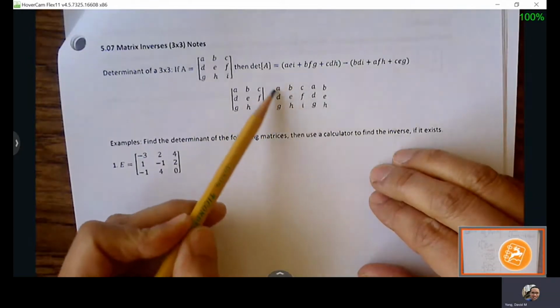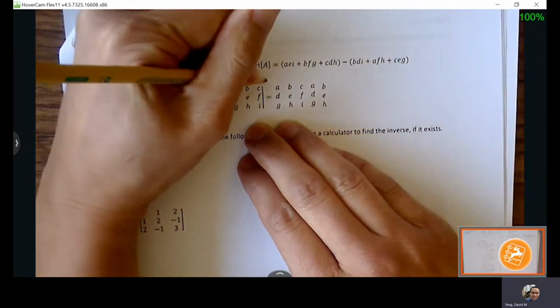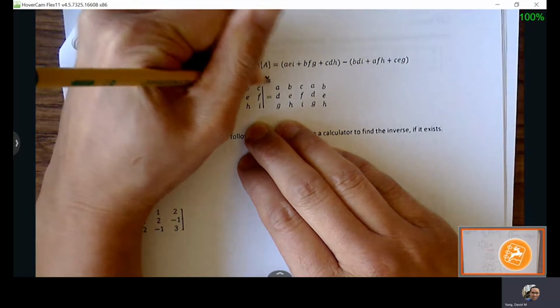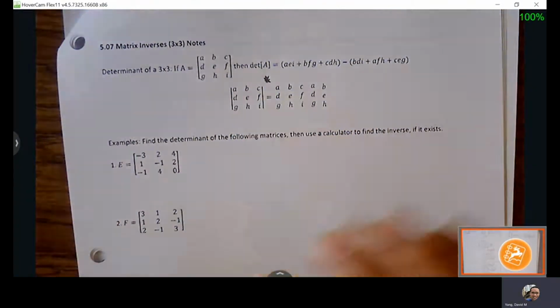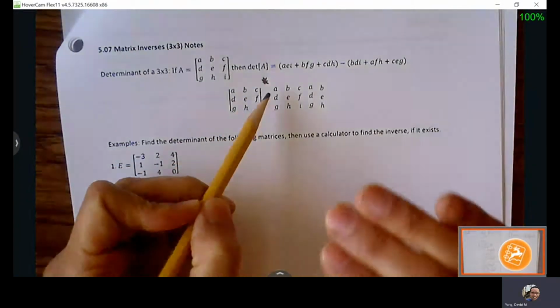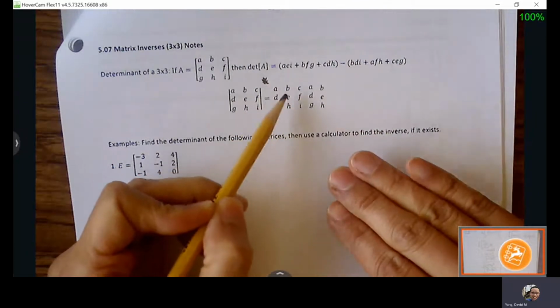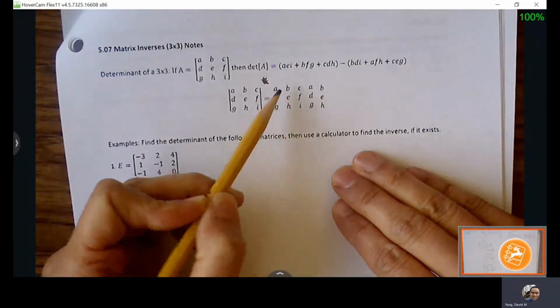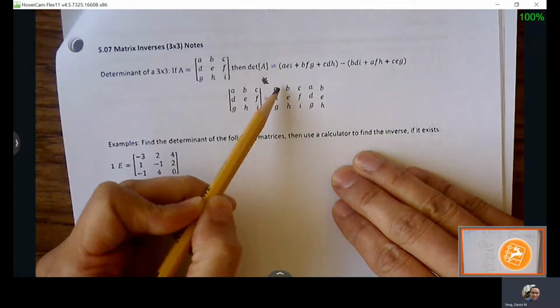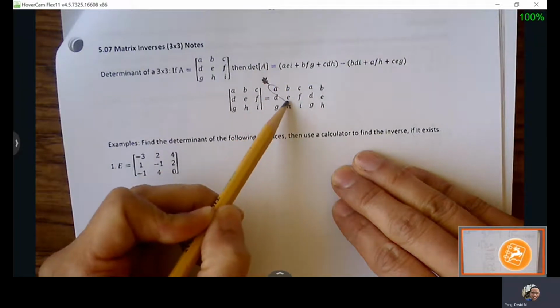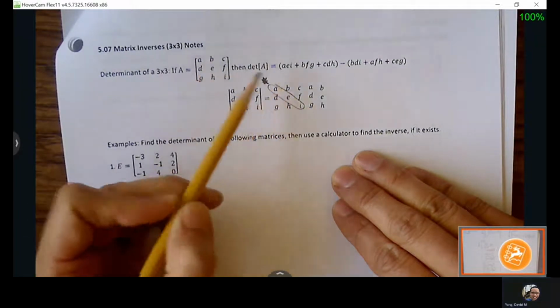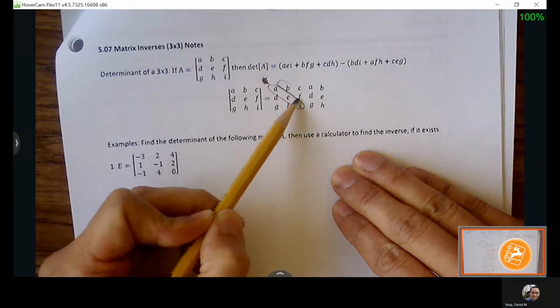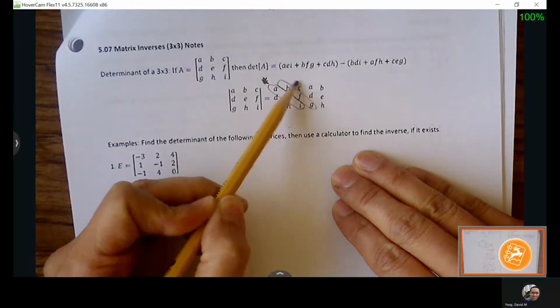We're going to find all the diagonals starting at the upper left corner. Just like how you did AD minus BC, you start at the upper left corner, and you'll do this the same way as well. But now you're going to be looking for triplets to multiply together, triplets of diagonals. So the first diagonal, there's a triplet here. There's a triplet here, and there's a triplet here.